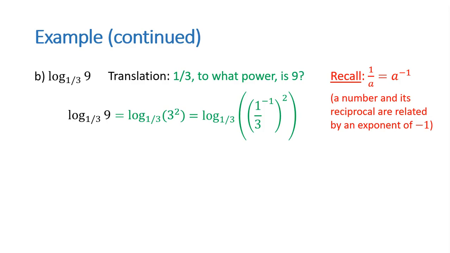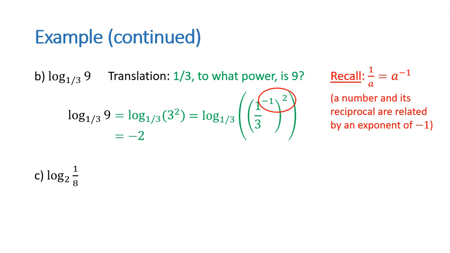Well, we remember that power to a power rule because we talked about that at the very beginning. We have something raised from an exponent to another exponent, so in this case, we multiply our two exponents. The combined exponent is the answer to our problem. It's the answer to the question, 1/3 to what power is 9? So whatever our exponent is when we fully simplify, that's the answer to our problem. If we multiply these two exponents together, we get negative 2. So log base 1/3 of 9 is equal to negative 2, because negative 2 is the power we would raise 1/3 to in order to get 9.